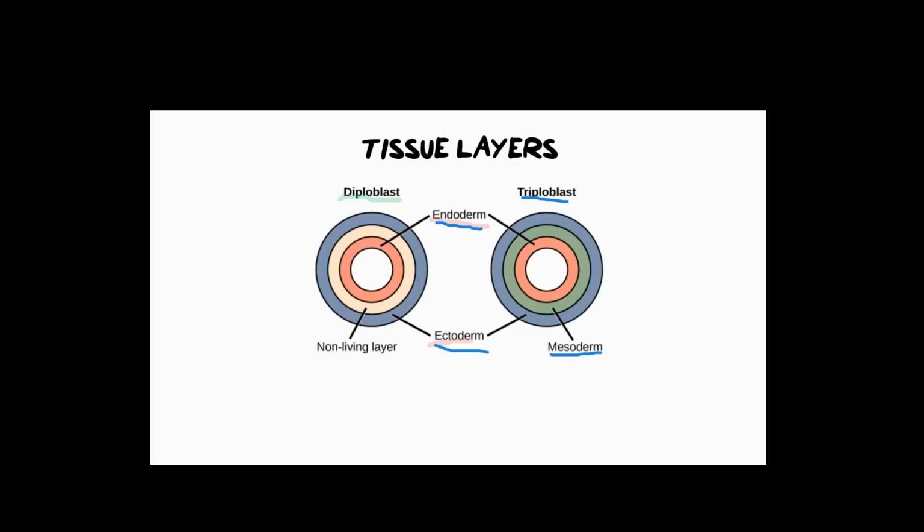Now, the one thing I didn't mention for now is this non-living layer that you may be able to find in diploblasts. And this non-living layer is sometimes what we see in organisms with hydrostatic skeletons, like cnidarians, so like jellyfish. And basically, it's a place for them to store water to give their body shape.